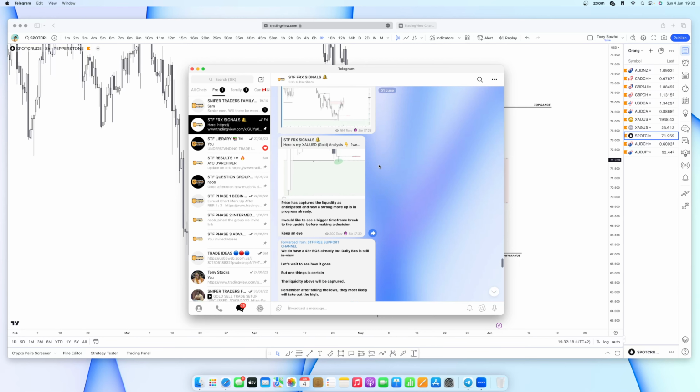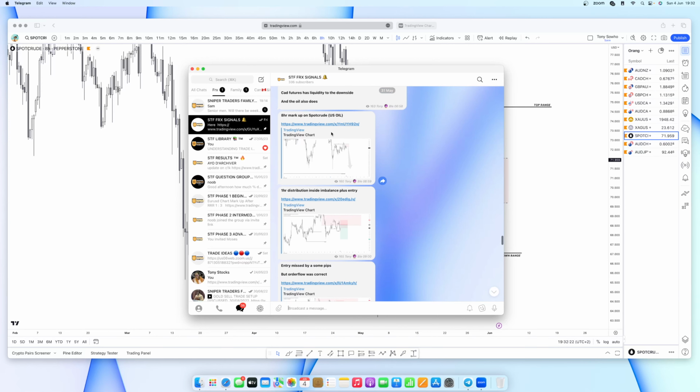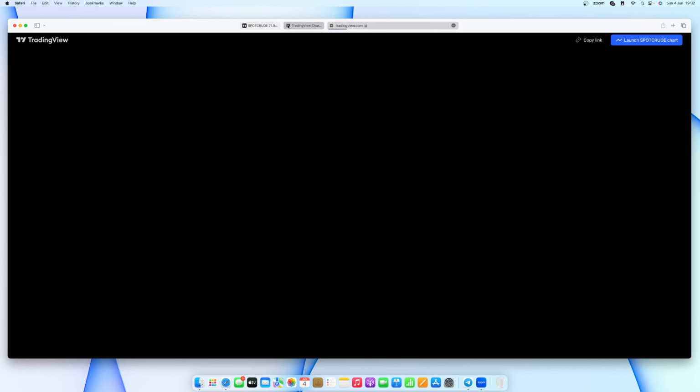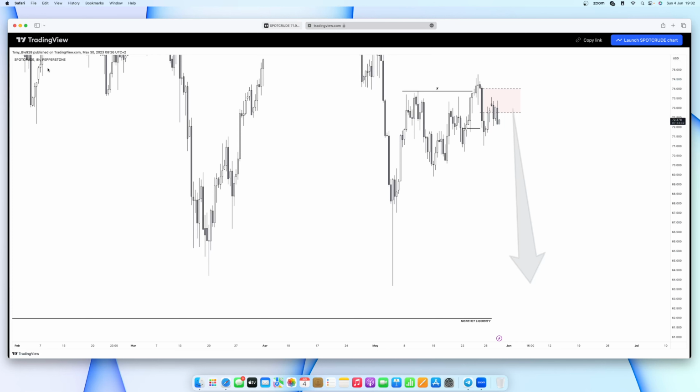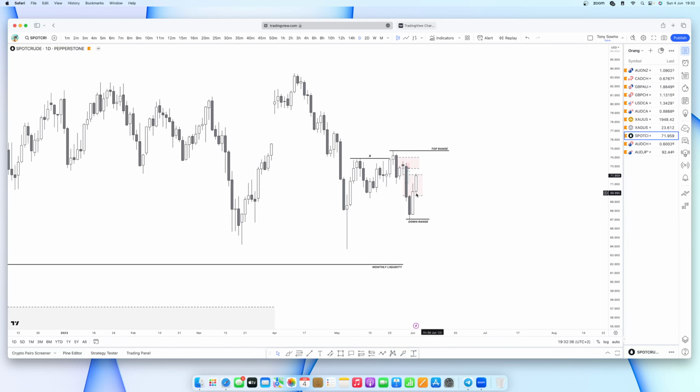Where's the markup now? So yes, this one here, right on the 8 hour time frame, I was projecting lower pricing, and then that happened. And then going to the daily time frame now, I wanted to see price reject from this imbalance.